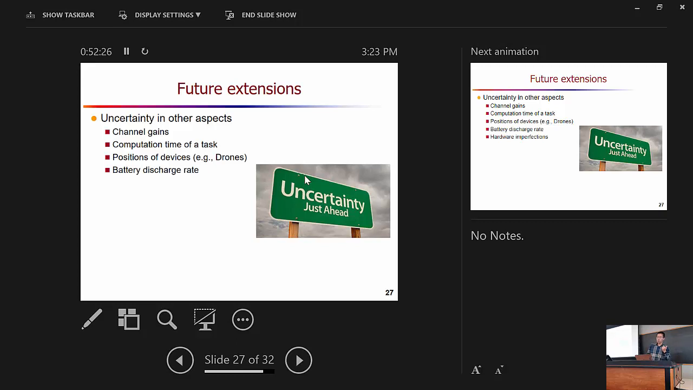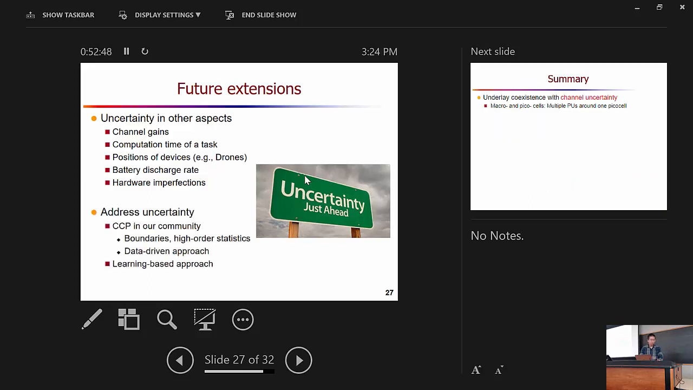Also battery discharge rate. I have a cell phone, I know the current battery is like 60%, how much time do I have left? Roughly how much time until it runs out? And there are some hardware imperfections that can come in as certain parameters. There will be many more if you look at your field; there is probably some uncertainty in your problem.